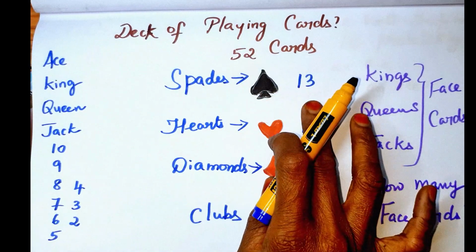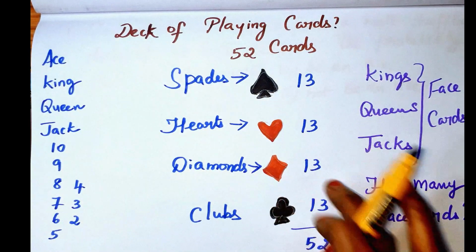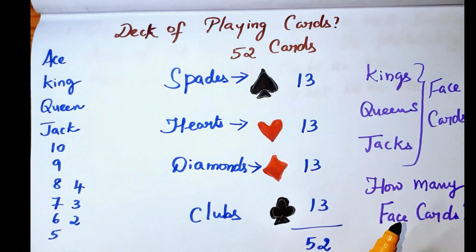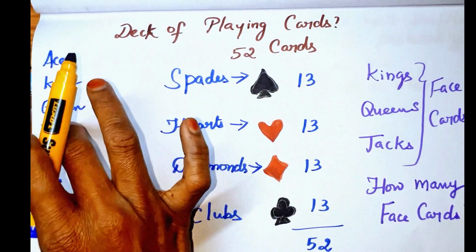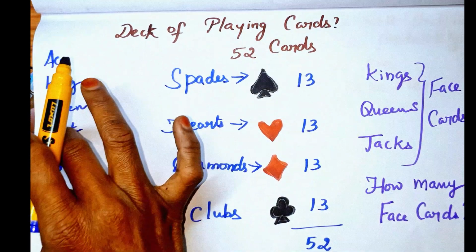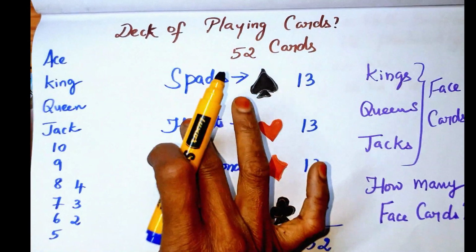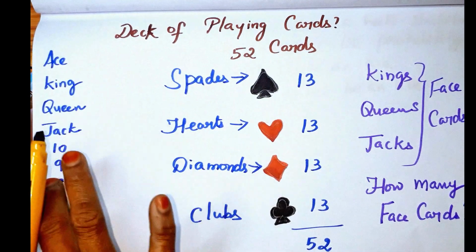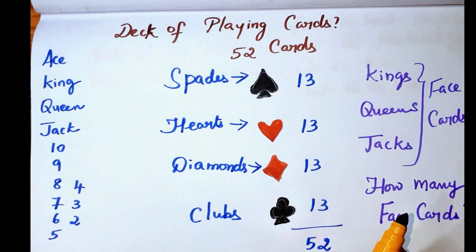In every suit, we have totally 13 cards. Spades 13, hearts 13, diamonds 13, and clubs 13, totally 52 cards. These 13 are: ace, king, queen, jack, 10, 9, 8, 7, 6, 5, 4, 3, 2, or 1, 2, 3, 4, 5, 6, 7, 8, 9, 10, 11, 12, 13. So in every shape, we have all these 13 cards. So 13 plus 13 plus 13 plus 13, totally we have 52 in a pack of cards. Clear? Okay. Come to the face cards.